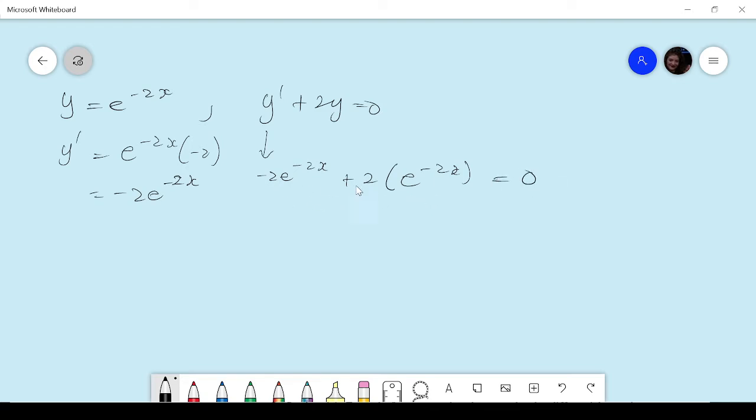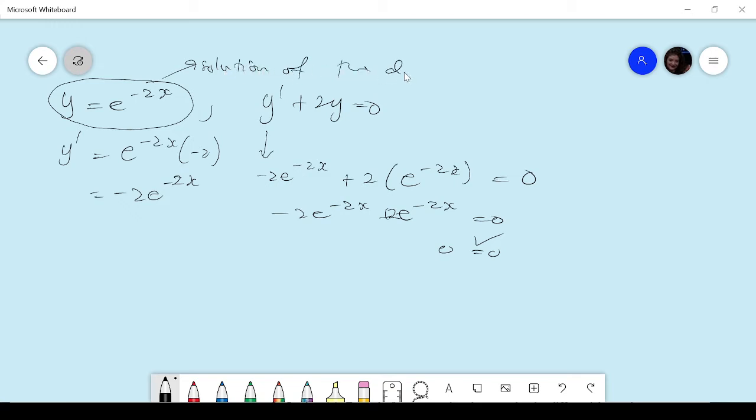So this is negative 2 e raised to the power of negative 2x plus 2 e raised to the power of negative 2x equals 0. So 0 is equal to 0. So it is satisfied. Therefore, this function is a solution of the differential equation.